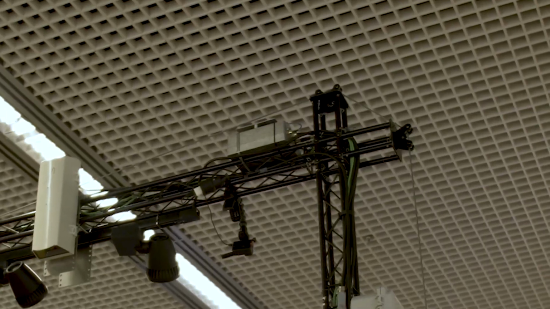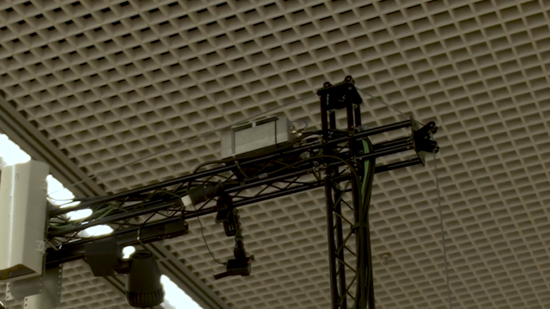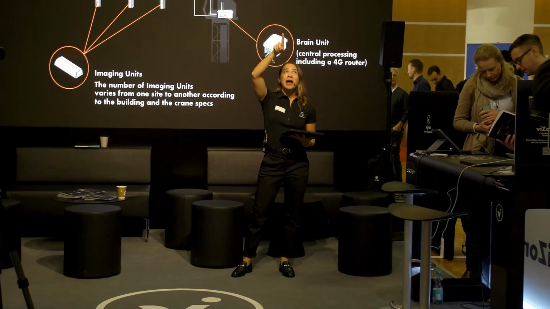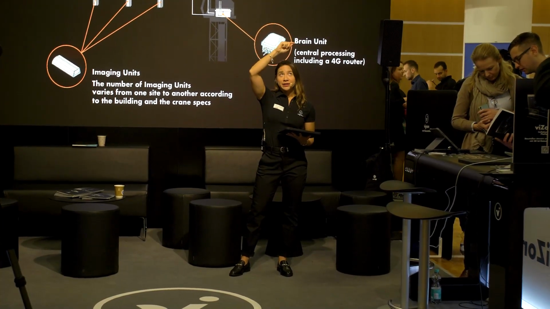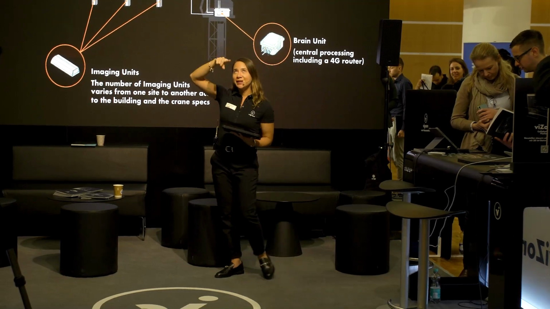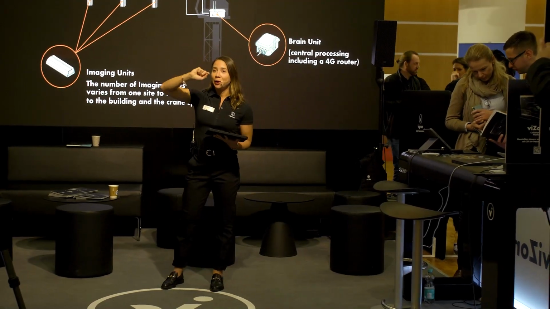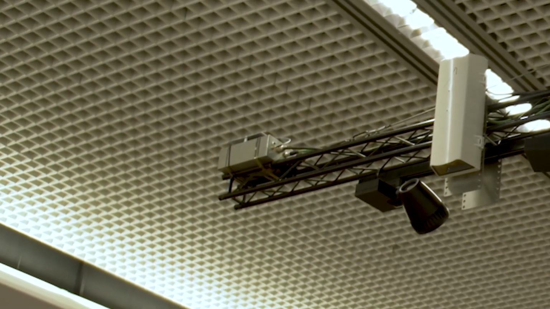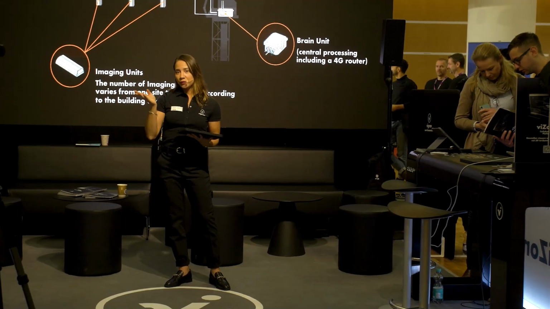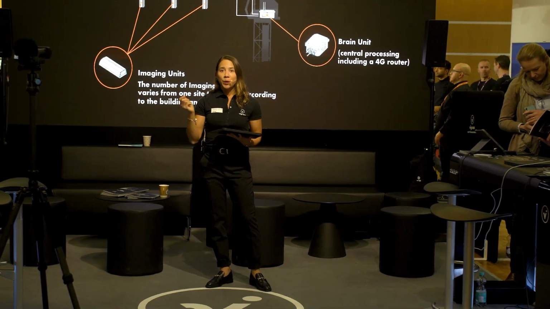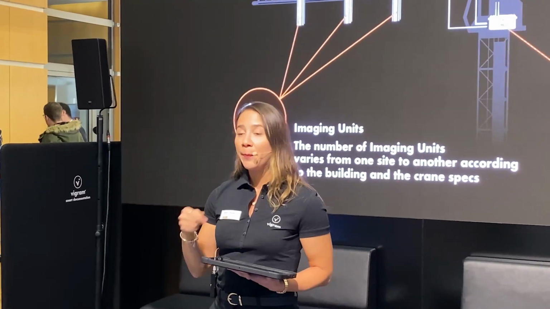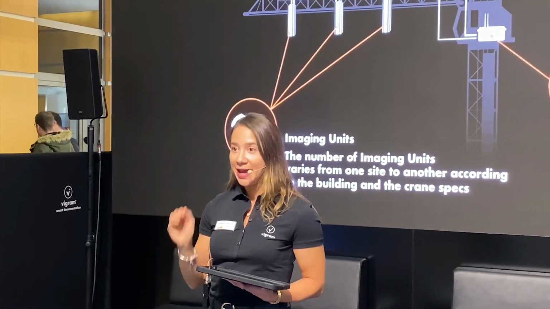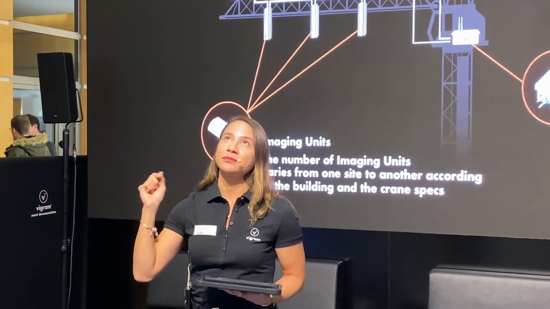One is the geolocation unit base, which is positioned at the base of the crane jib. And the other one is the geolocation unit rover, which is located at the tip of the crane jib. Each of these two is equipped with an RTK that provides GNSS data to the brain unit.